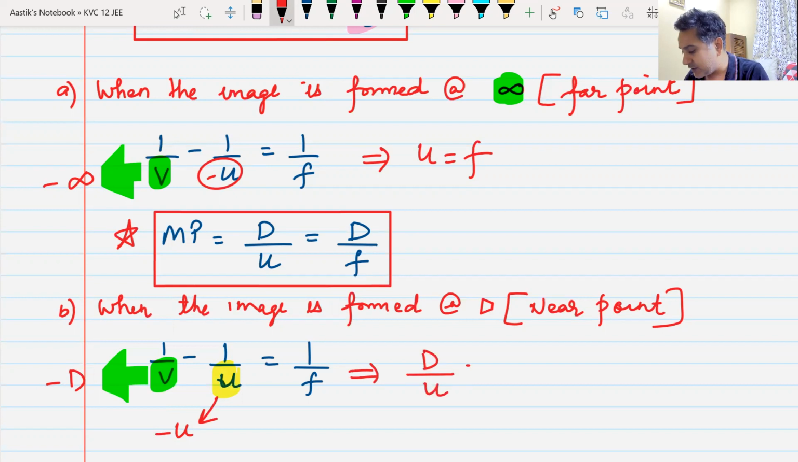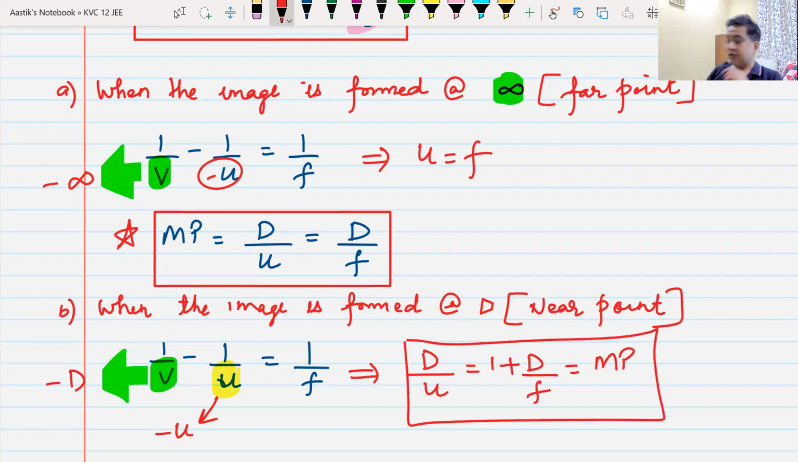Can anyone tell me what is the value of D by U coming as? Don't have to waste time. You can just remember it. It will come as 1 plus D by F, and D by U is the magnifying power. So in this case, the magnifying power becomes 1 plus D by F. Do we understand this? Yes or no?